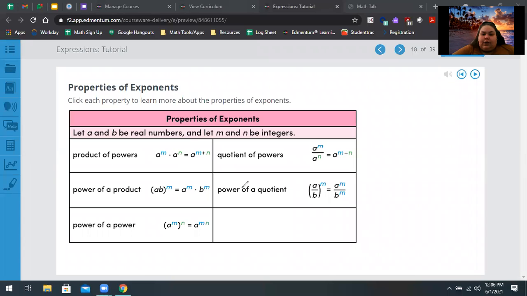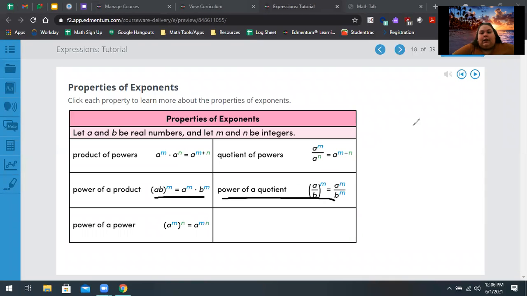Now let's go ahead and talk about power of a quotient. It is very, very similar to power of a product. So they're kind of side by side. This m got distributed to a times b. What if you're dividing them? So a over b, you have a power of m. The m gets distributed everywhere inside those parentheses, even if you're dividing.